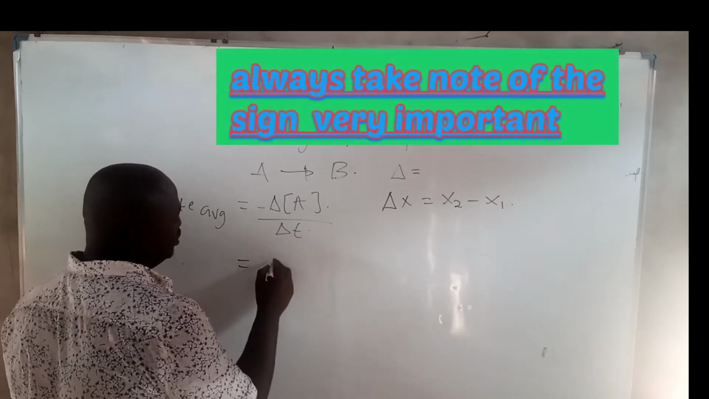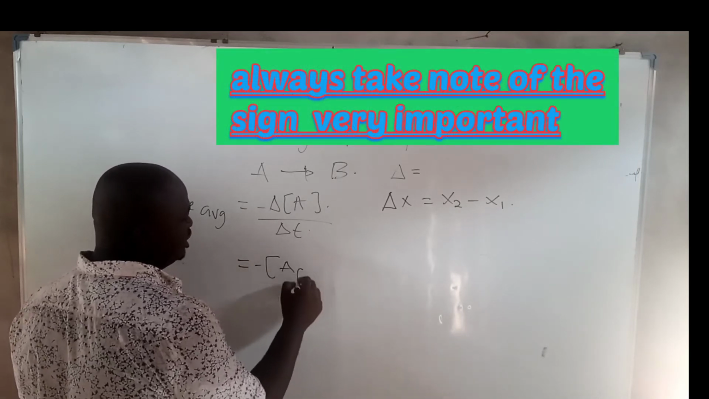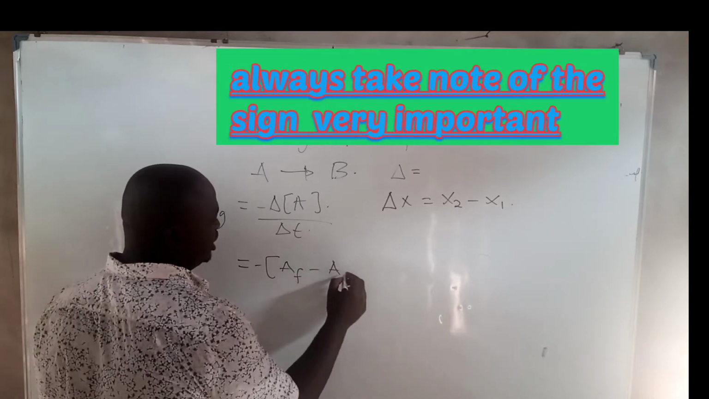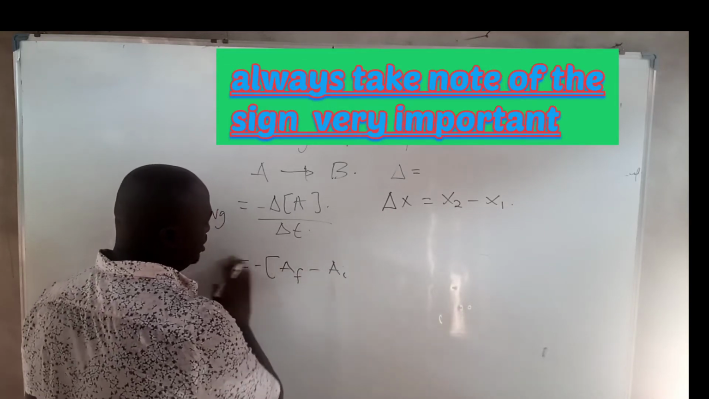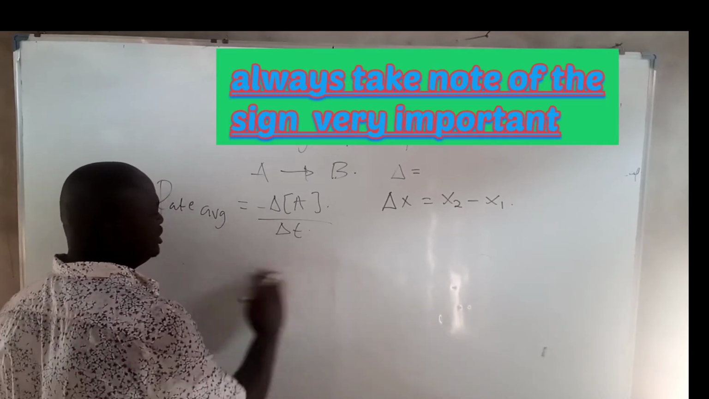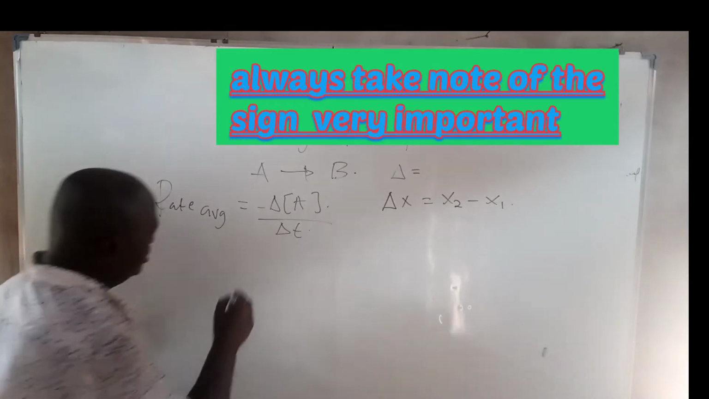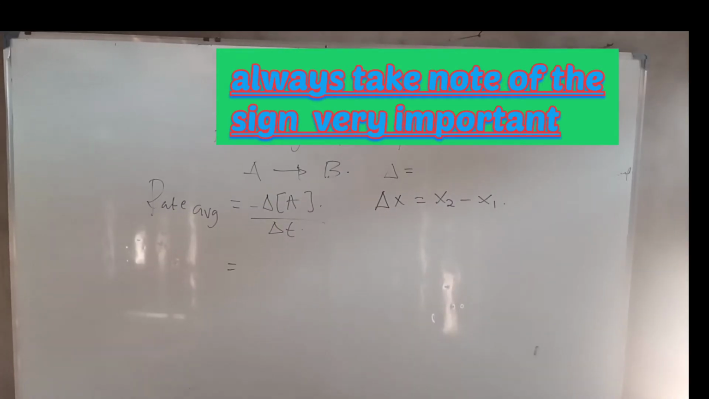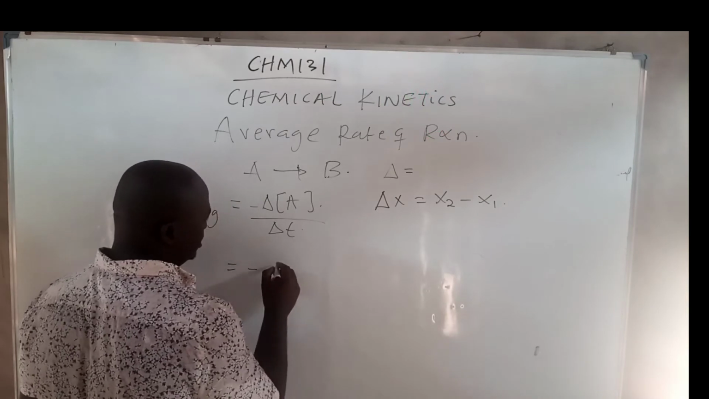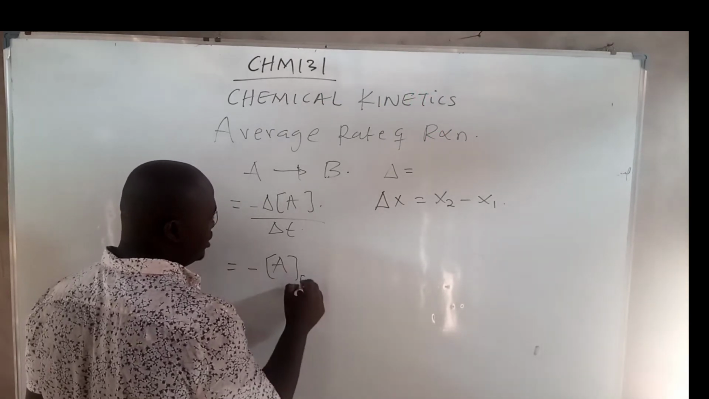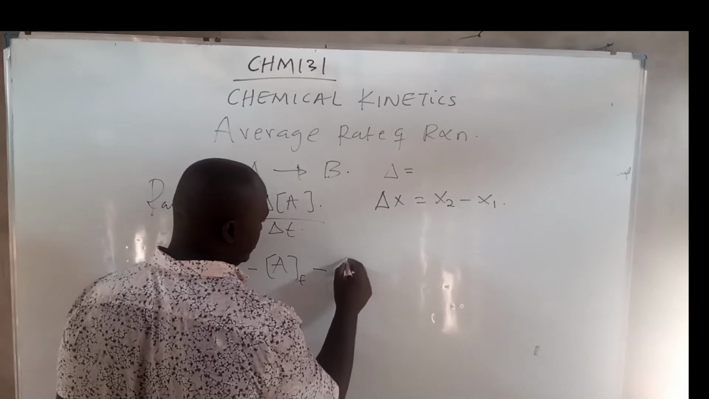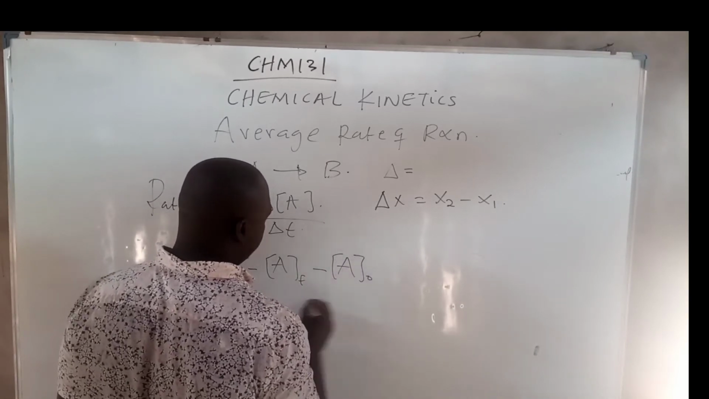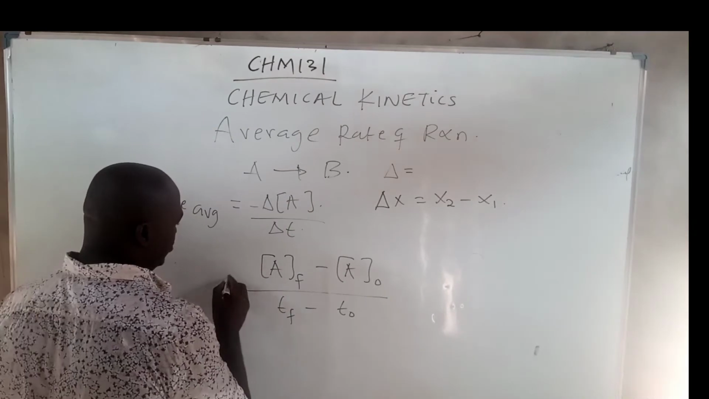So this will be equal to minus the final concentration of A minus the initial concentration of A, all over the final time minus the initial time, and we have the minus sign here.